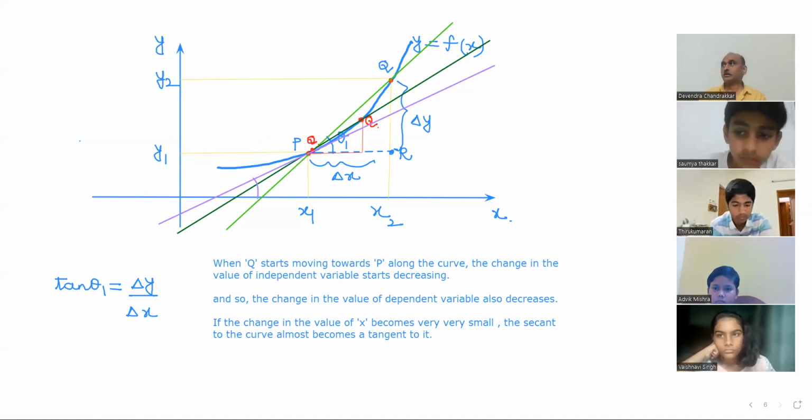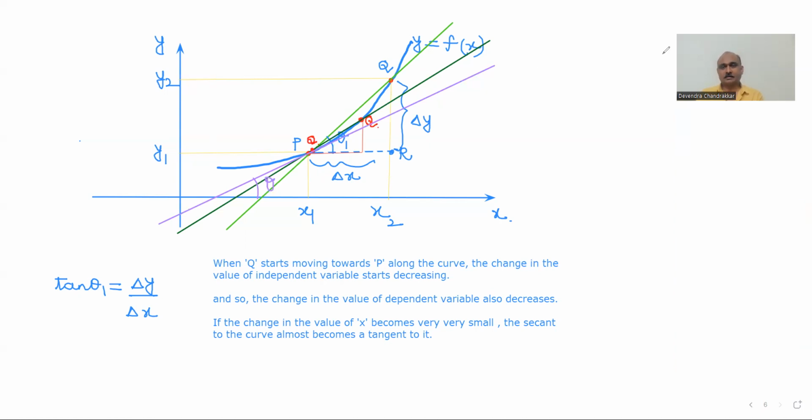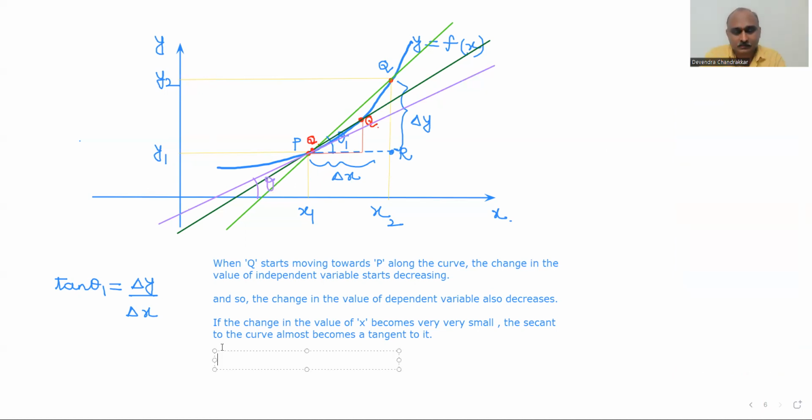Suno. The slope of this tangent, let's call this angle as theta, the angle which it makes. Right? The slope of this tangent is now given as tan theta, which is equal to, please pay attention, मैं क्या लिख रहा हूं समझना, limit delta x tends to 0, delta y by delta x.